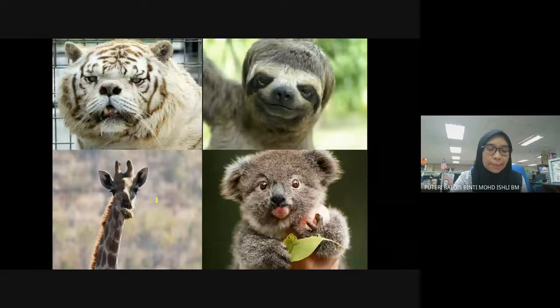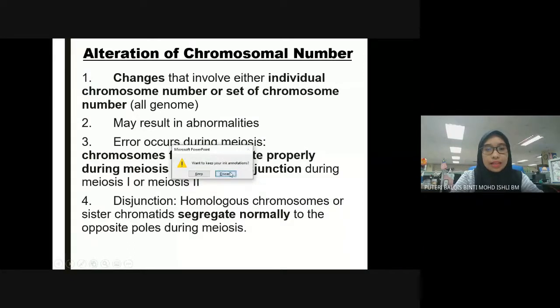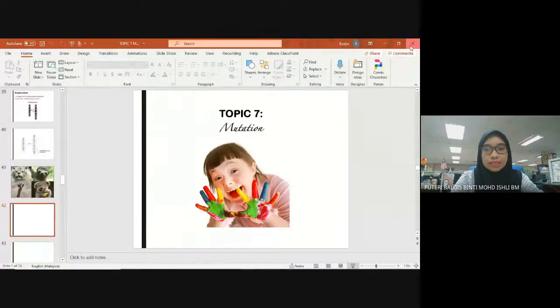Ada soalan ke nak tanya? Kalau ada soalan, angkat tangan. Tak ada. Okey, kalau tak ada, kita akan berhenti kat sini.